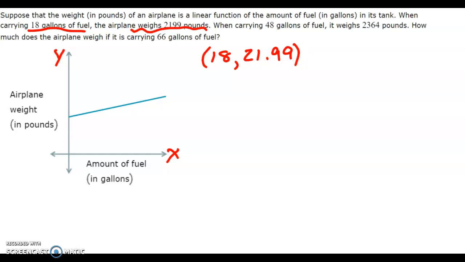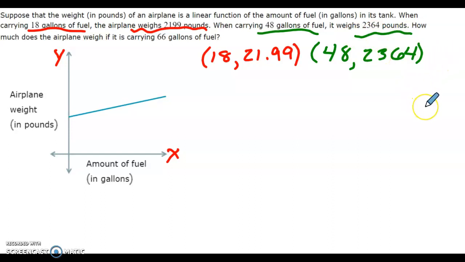Your second point has an x value of 48 gallons of fuel and 2,364 pounds for your y value. All right, so what do we need to come up with the equation? Well, the one spot where this differs from the last word problem is that we don't have slope given to us. So we're going to have to go ahead and find slope.